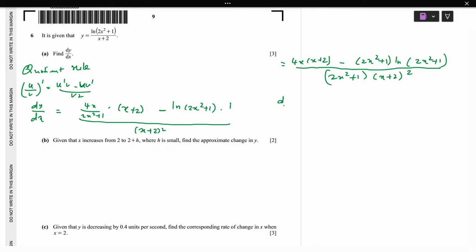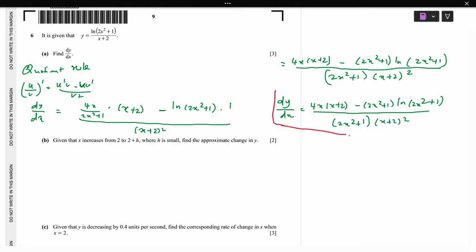So the final answer: dy by dx equals, copying exactly the same, 4x into x plus 2 minus 2x square plus 1 natural log of 2x square plus 1, over 2x square plus 1 into x plus 2 whole square. This is my final answer for the first part. Okay, so let's go for the next one.